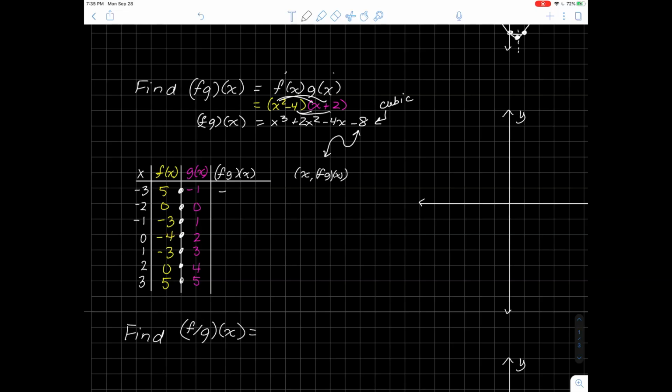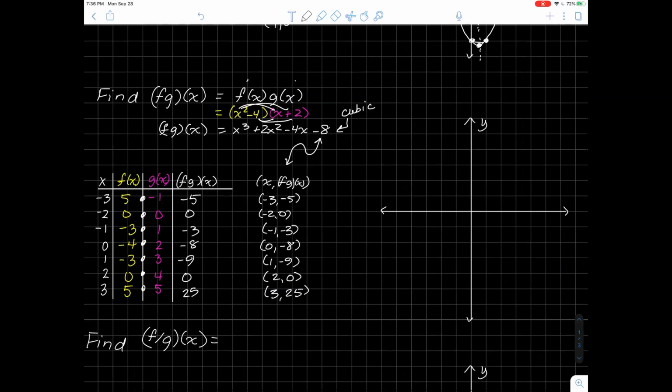5 times negative 1 is negative 5. So our point here is negative 3, negative 5. 0 times 0, so negative 2, 0. Negative 3 times 1 is negative 3. So negative 1, negative 3. Negative 4 times 2 is negative 8. So 0, negative 8. Negative 3 times 3 is negative 9. So 1, negative 9. 0 times 4 is 0. So 2, 0. And 5 times 5 is 25. We will not be graphing 3, 25 because that's off our graph.